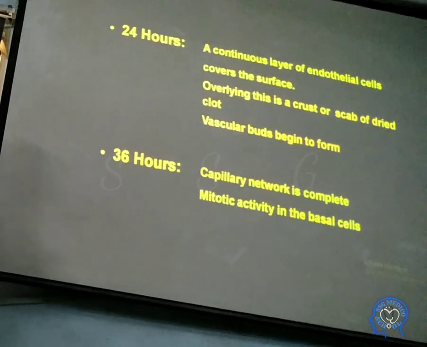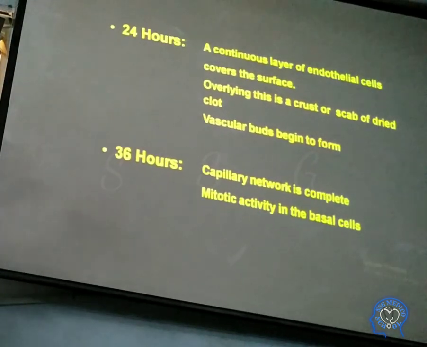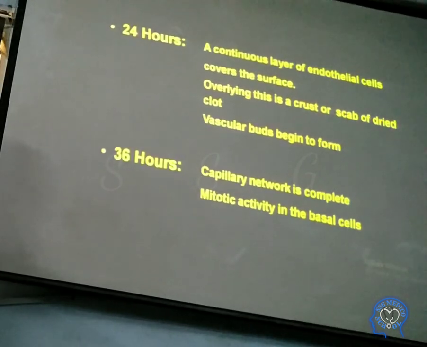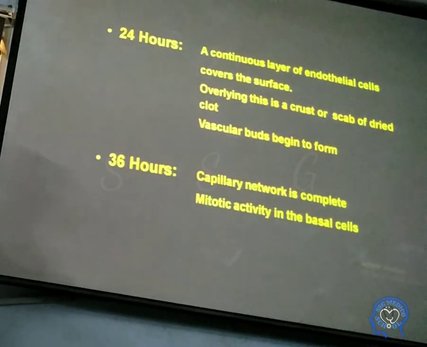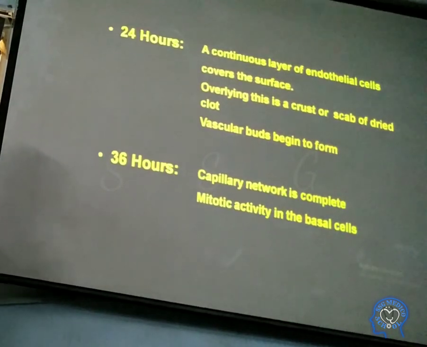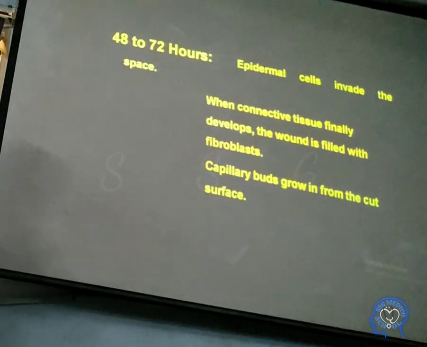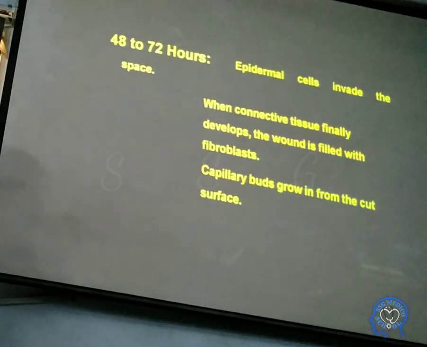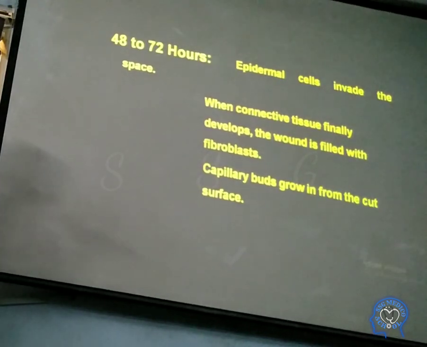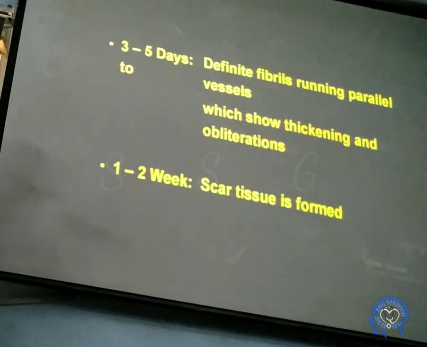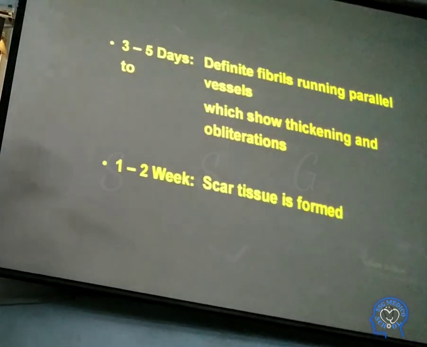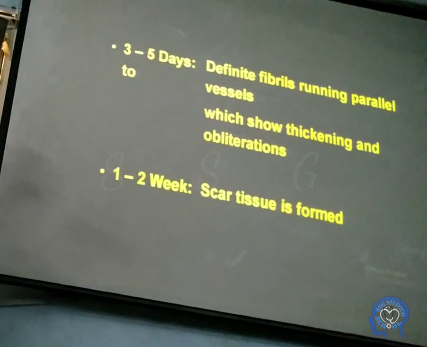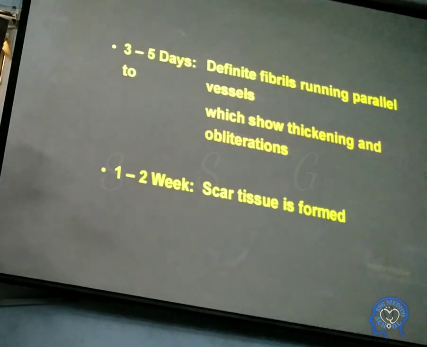Next, 24 hours: continuous layer of endothelial cells over the surface. Vascular parts begin to form. 36 hours: capillary network is complete. Next, up to 72 hours: connective tissue finally developed, wound is filled. Next, 3 to 5 days: definite fibrils are formed, which show the thickening and obliteration. And complete scar develops in 1 to 2 weeks.